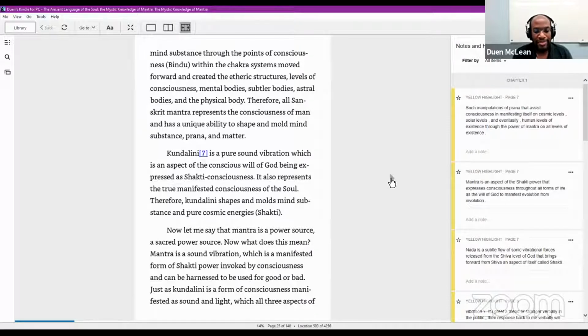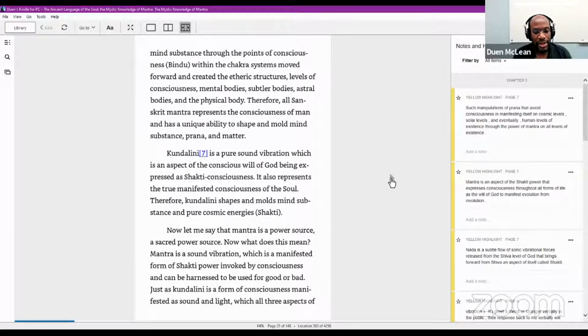Now, let me say that mantra is a power source, a sacred power source. Now, what does this mean? Mantra is a sound vibration, which is a manifested form of Shakti power invoked by consciousness and can be harnessed to be used for good or bad.